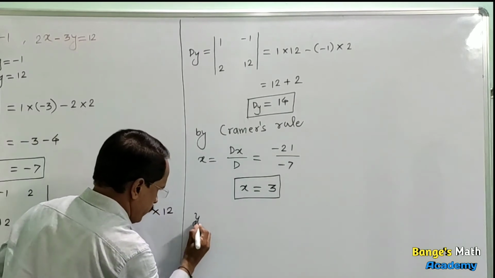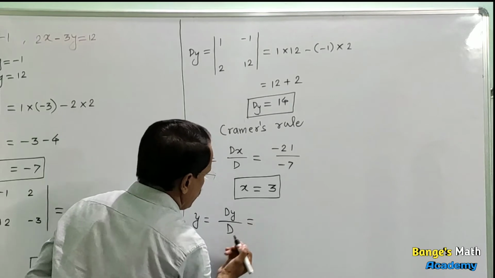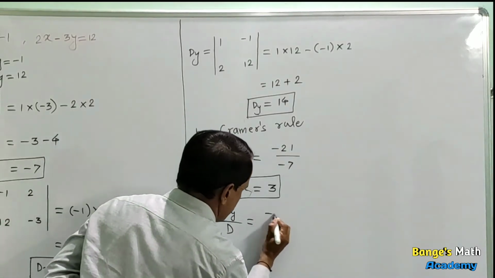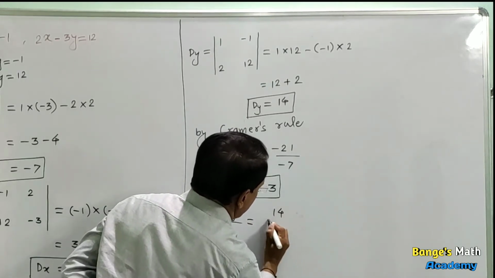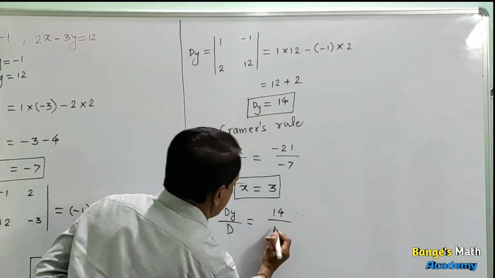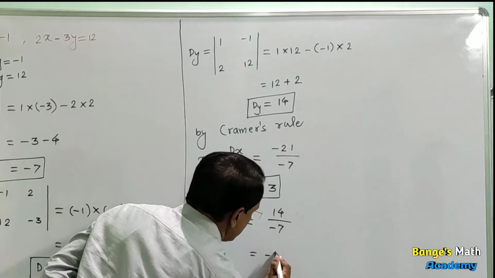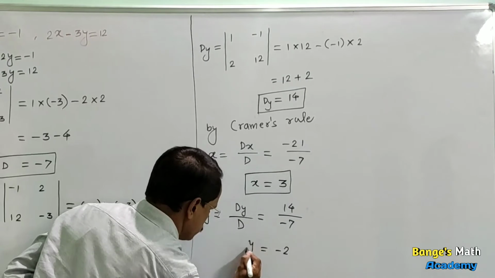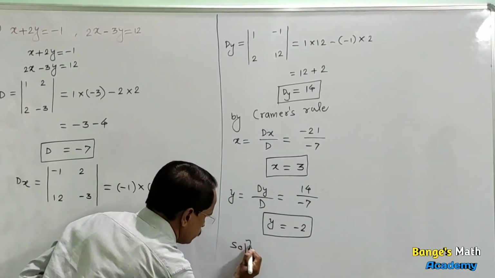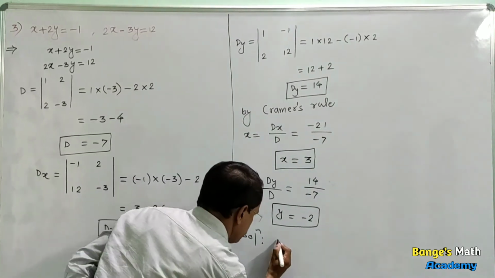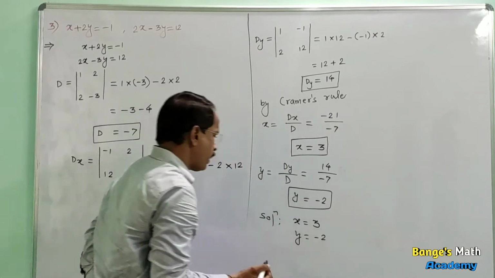Then find the value of y. y is equal to dy upon d. Value of dy is 14 upon the value of d, minus 7. By cancellation we get the value of y is minus 2. Then write down the solution. x is equal to 3 and y is equal to minus 2.